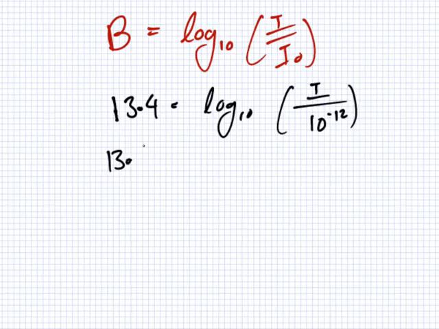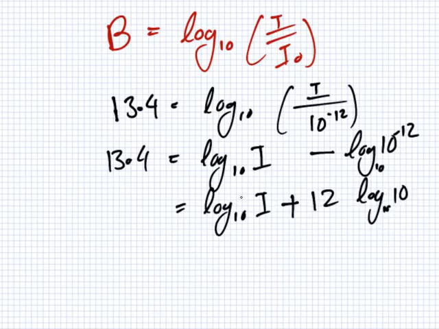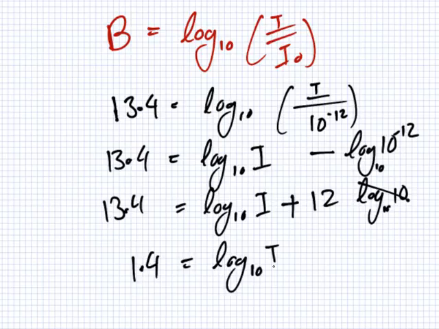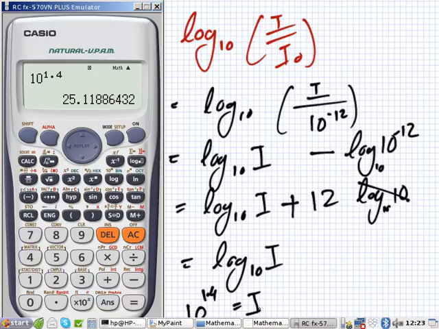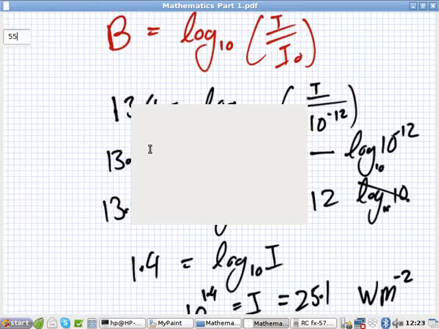So, using the second rule of logs, I can change it into this, yeah? And then using the third rule, I can change it into this. But we know what log 10 is. It's 1. And if I take the 12 to the left, I get 1.4 equals log base 10 I. Or in other words, 10 to the power of 1.4 equals I, using the inverse log. So if I just hit that in, 10 to the power of 1.4, I get 25.1. 25.1 watts per square meter. Okay, that's the answer for number 5.